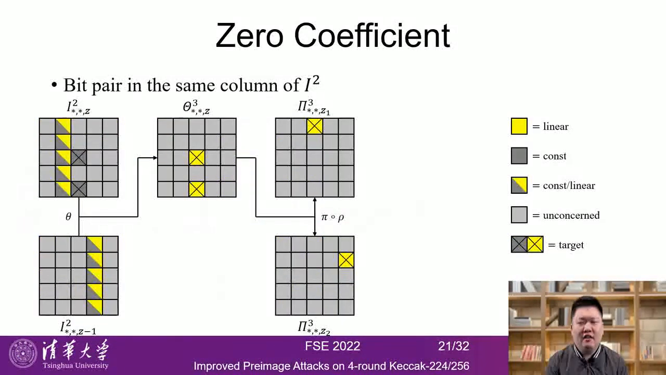Now, let's consider a special case of a bit pair in the same column of chi second. It is found that if the two solitary bits are both constant, then no matter what the two columns are, the corresponding bits in theta third become linear dependent because their components are just the same. This zero coefficient pair finally reaches pi third, and in this case, we can set two constants by spending only 1 degree of freedom. This is the key idea of zero coefficient. Of course, these two constants cannot be set randomly. They must be equal or contrary according to the linear relation.